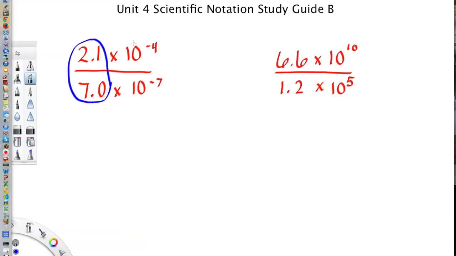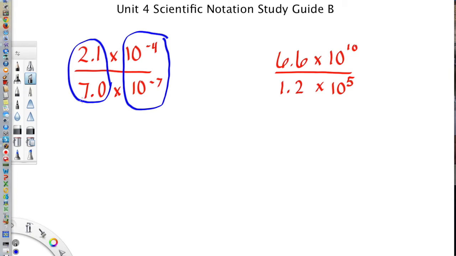Let's keep on rolling here. We've got some more dividing problems to do. We're dividing scientific notation. These are the last 2 problems of section 5. We're going to divide the coefficients first, and then we will divide the power 10 numbers. So we're just combining like terms.